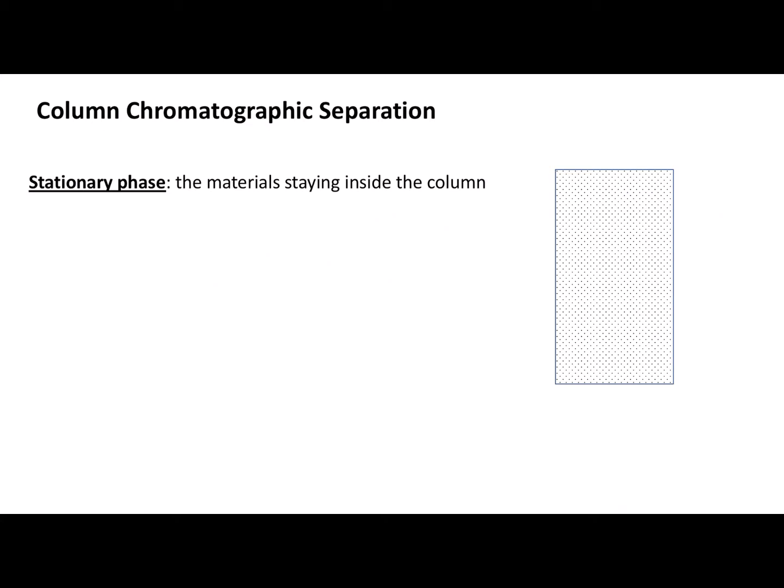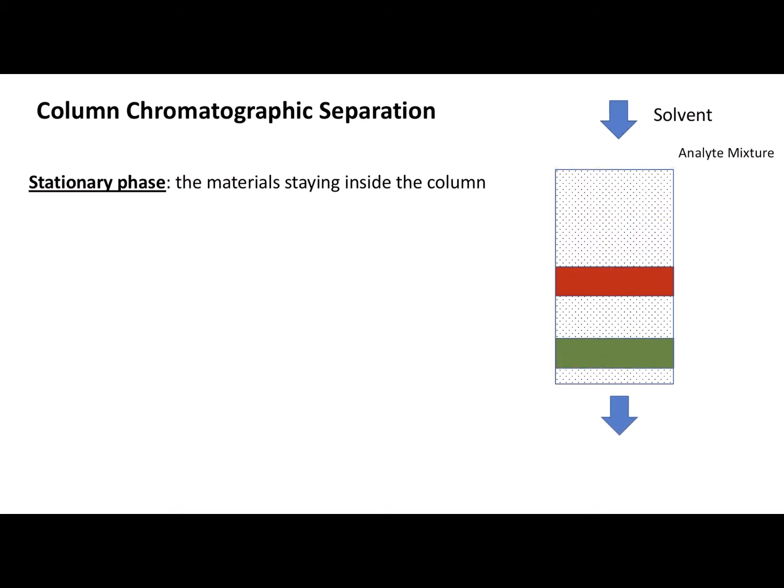An analyte mixture, illustrated as the dark band, is then loaded onto the top of the column. Following that, a solvent is poured onto the top of the column and gradually brings the analyte mixture down the column. The moving solvent through the column is called the mobile phase for column chromatography.